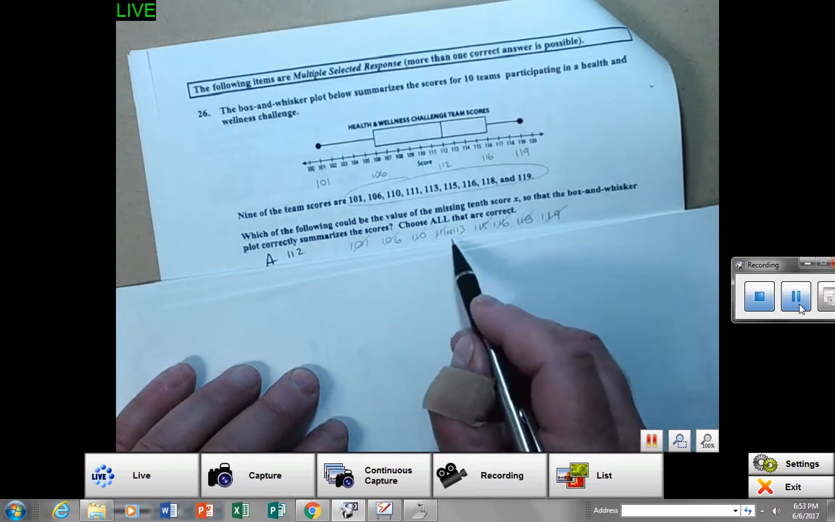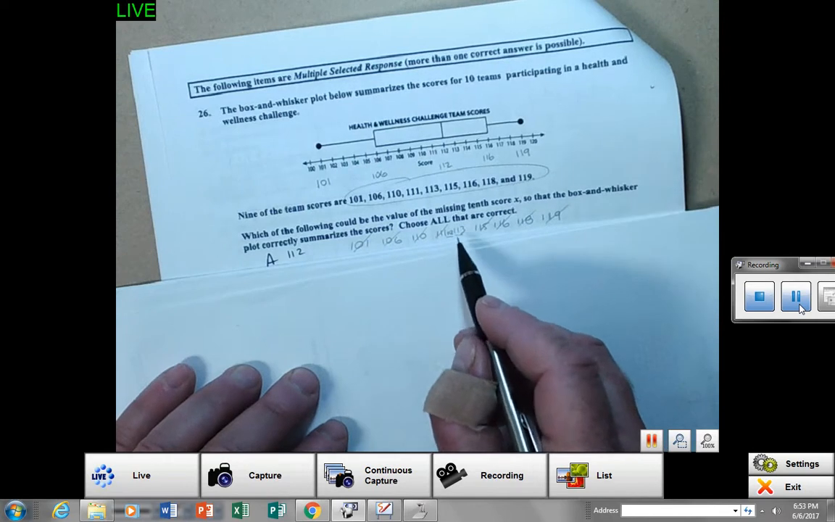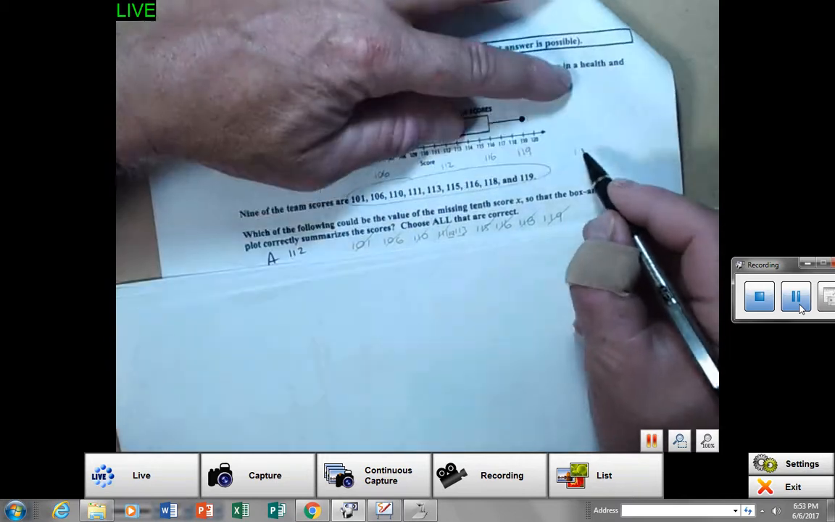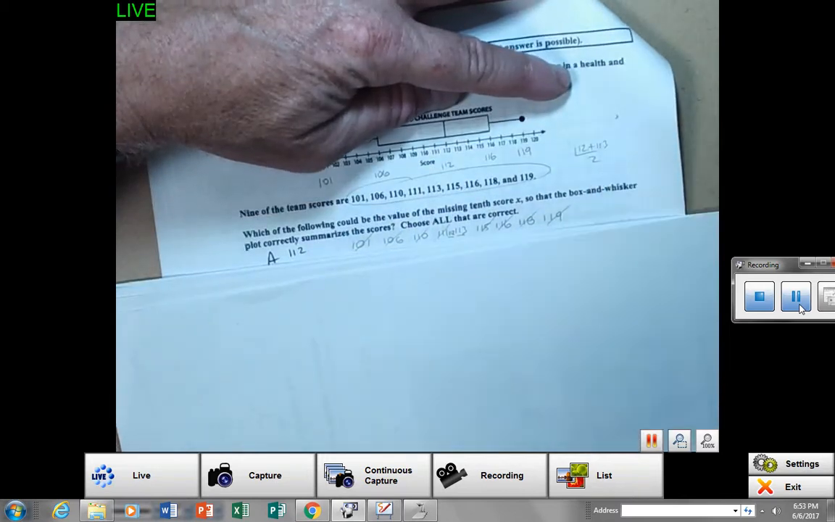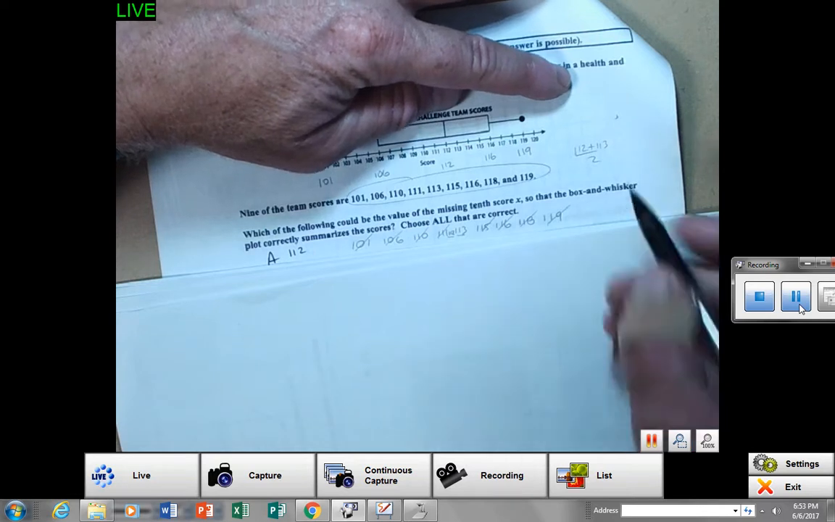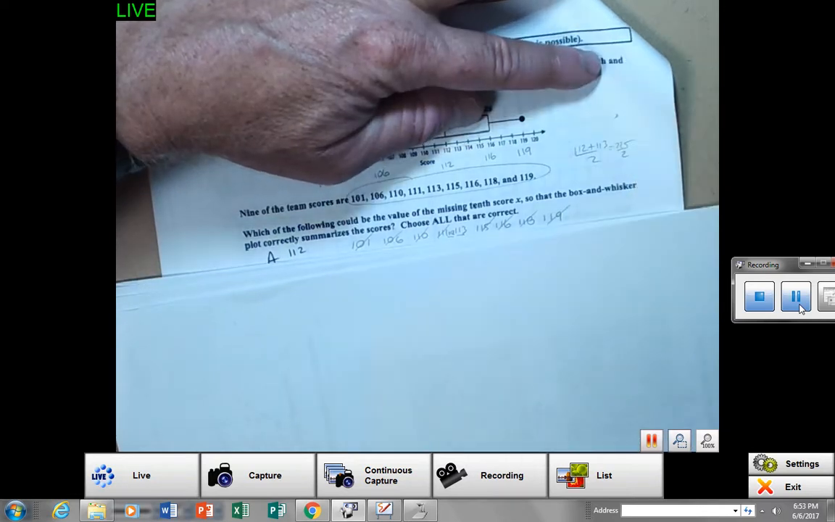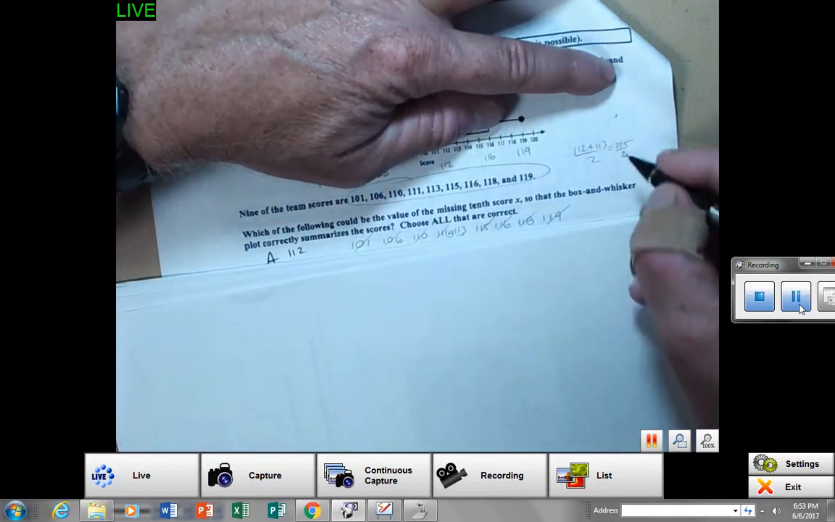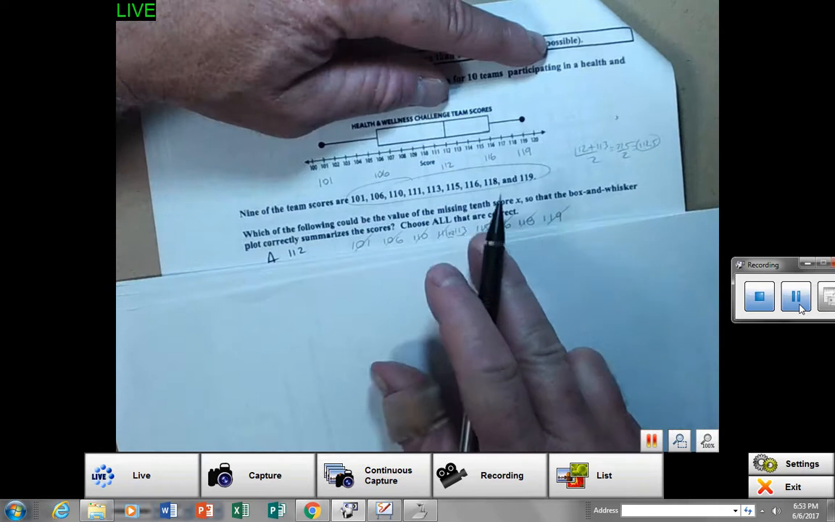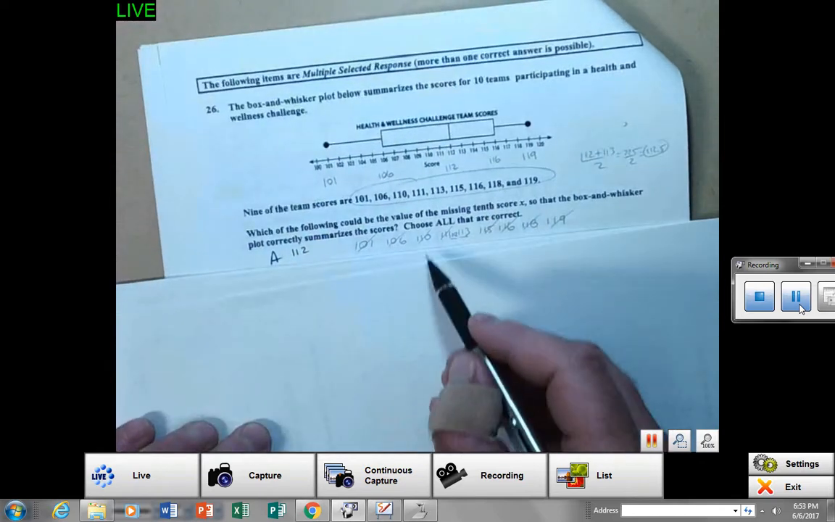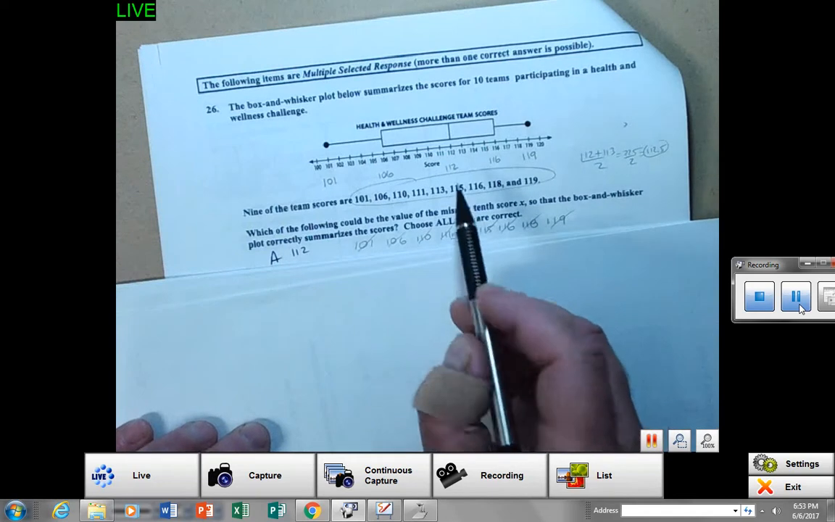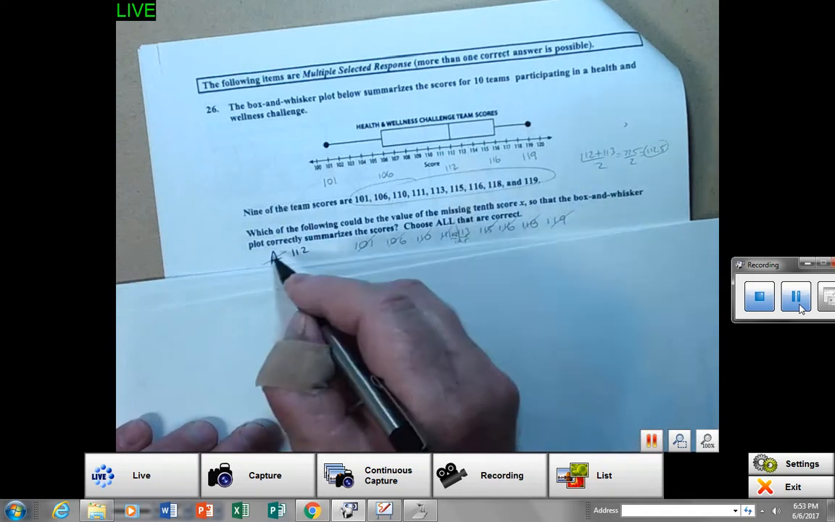I can see that 112 and 113 are here in the middle. I need to find the number between them. So to find that, I take 112 plus 113 and divide that by 2. That gives me 225 divided by 2 is 112.5. So that shows me my median, if I plug in 112, is 112.5. But that does not match my box and whisker plot, so that is a bad choice.